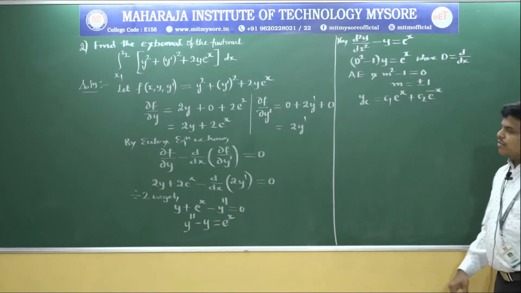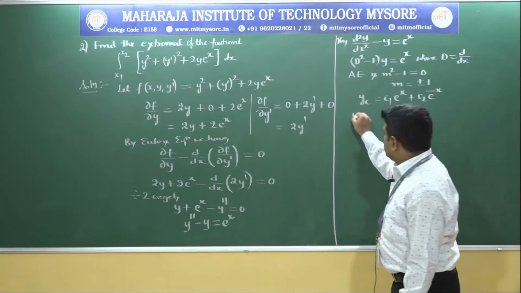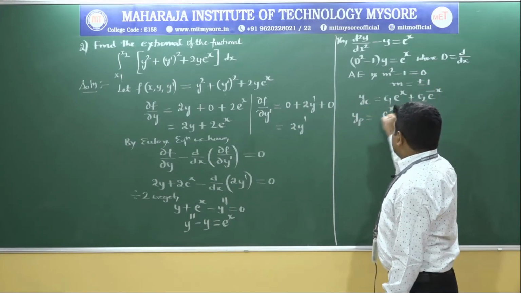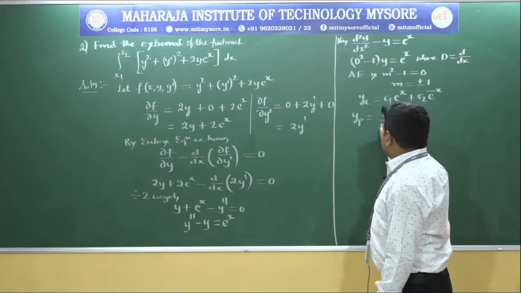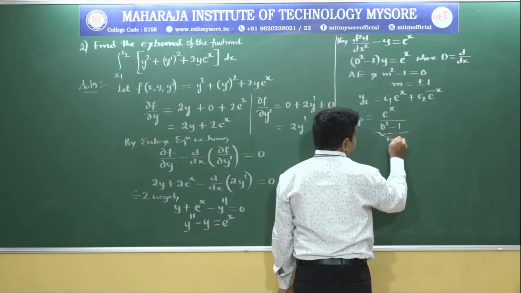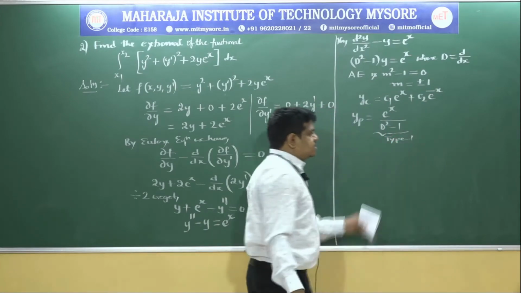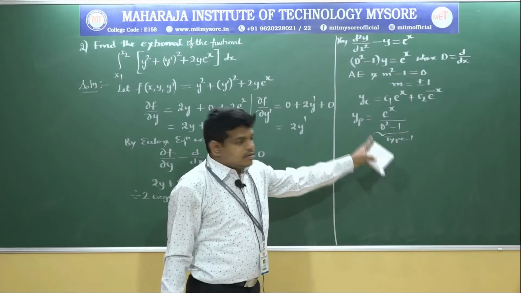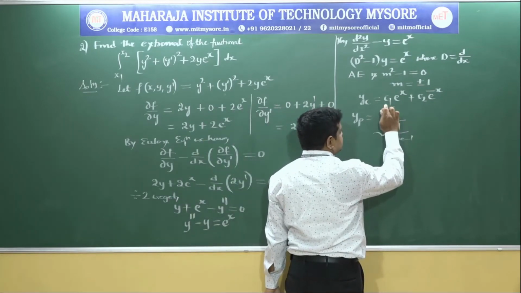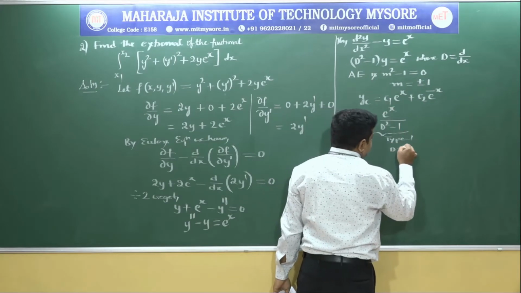This is your complementary function. Next, yp equals, right hand side we have e power x divided by f of D. f of D is D square minus 1. This is of type 1 in your second semester. That is, in order to find the particular integral, this is your old method. Here coefficient of x is 1. That is, we need to replace D by 1.